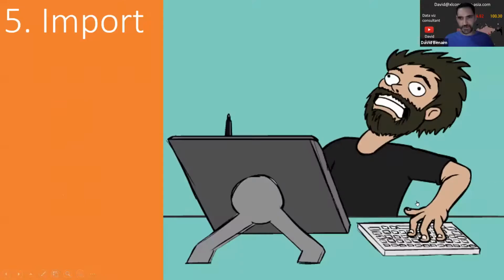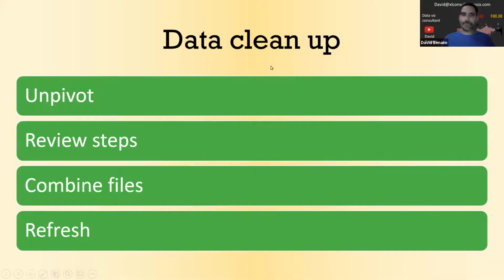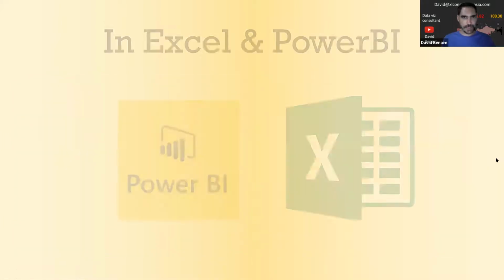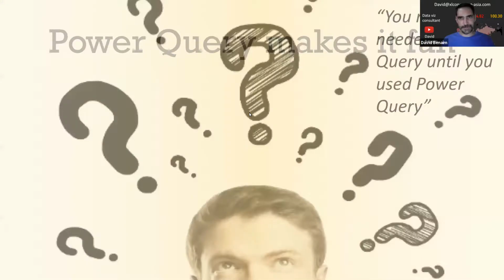Okay, so I've showcased that. Just to close off with my summary. Data cleanup steps: the unpivot command, I think, is just fantastic. Remember you can review your steps and go back in time as I showed you. You can combine files from a folder, or you can combine tables in different ways. And if you make any changes, you can refresh it and it takes in the new data. It's in Excel and Power BI, as I explained.